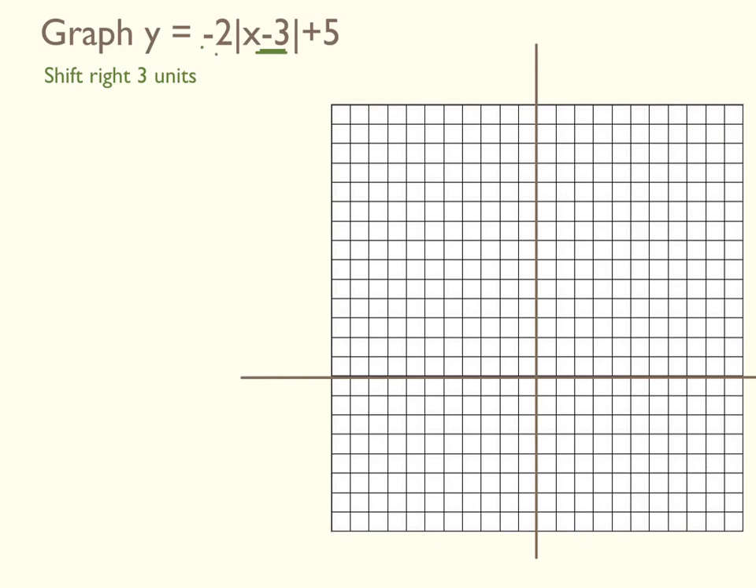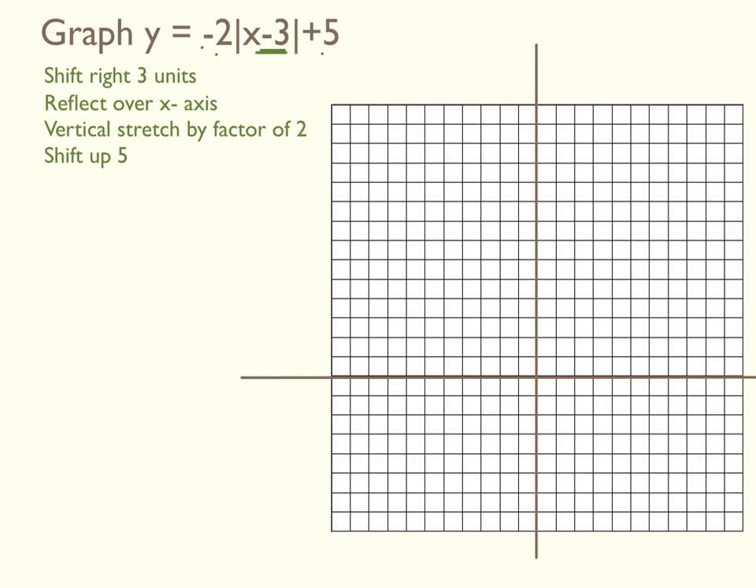I have a 2 here, which is going to stretch it by a factor of 2, and then I have a plus 5, which is going to shift it all up 5. So there's a few ways you could graph this. One way you could graph this is to lightly sketch in your parent function and then just do these things to it. Shift it right 3 units, take all your y's and reflect them to the bottom, stretch them by 2, and then shift them up 5. That can be a bit time consuming though.